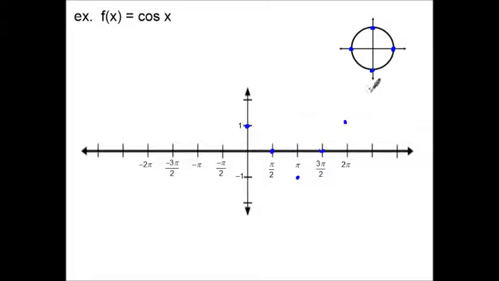Okay, going in the negative direction, negative pi over 2 gets me an x value now of 0. Negative pi gives me a value of negative 1. Negative 3 pi over 2 is at the top of my circle now, so that's a value of 0 for the x-coordinate. And then as I make it to negative 2 pi, I get an x-coordinate of 1.